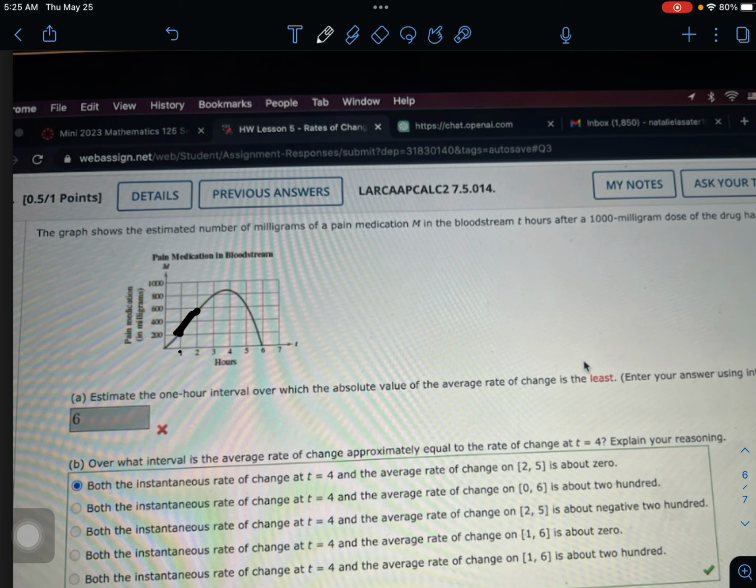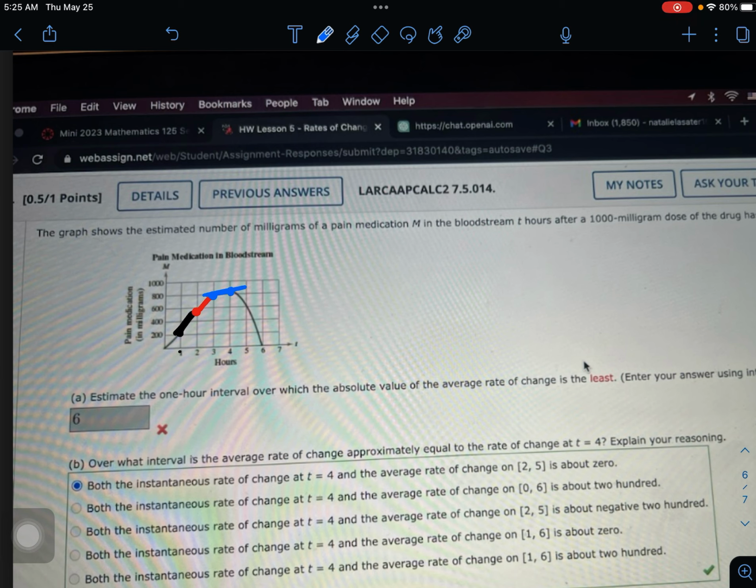Look at 2 and 3. Let me change my color. 2 is right here, and 3 is right there. If I draw a line connecting those 2 points, the slope of that line represents the average rate of change between 2 and 3. And let's keep on doing that. Between 3 and 4, 3 is right here, 4 is right here. If I draw a line between those 2 points, that represents the average rate of change between 3 and 4.